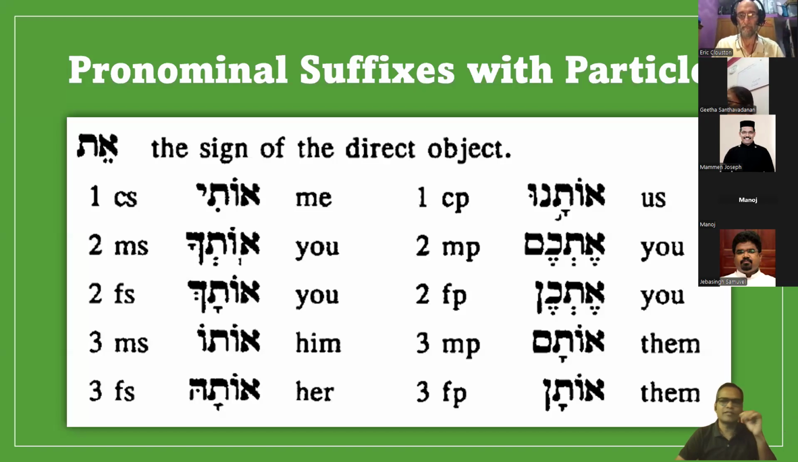So it is only a sign of direct object, but when the sign of direct object receives the pronominal suffixes, instead of being a sign of direct object, it becomes the object itself.